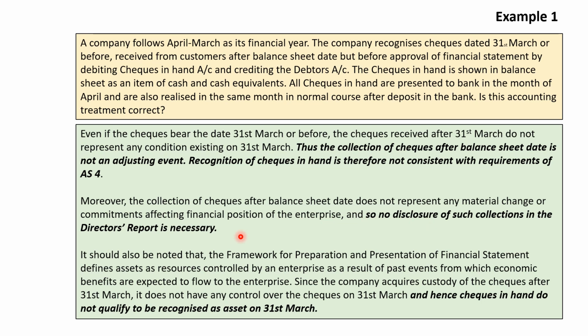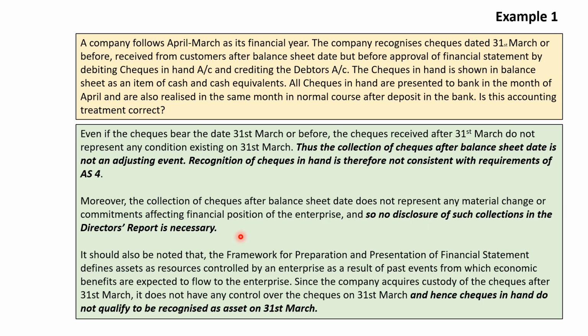First one, your accounting is wrong. Whatever is received on 2nd April should be recorded on 2nd April. Merely because what is received on 2nd April bears a date of 25th of March does not mean that the transaction took place on 25th of March. The transaction took place on 2nd April itself. It is not an event which is required to be considered as an adjusting event.